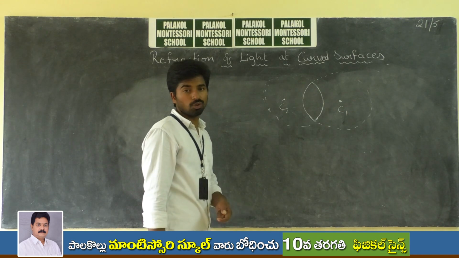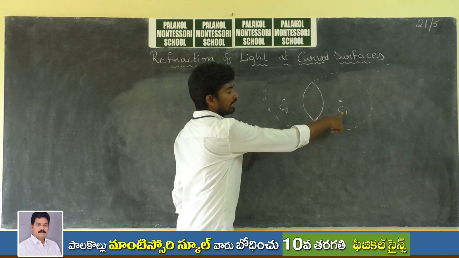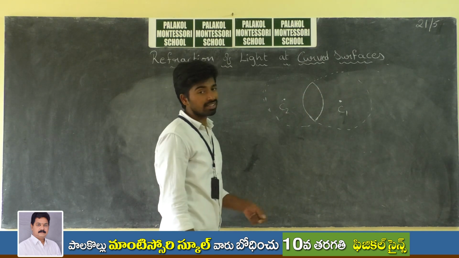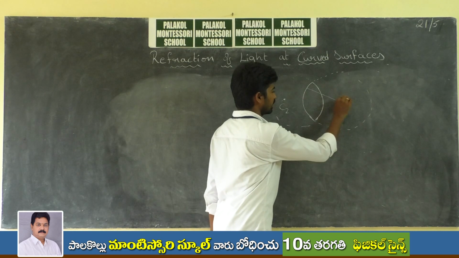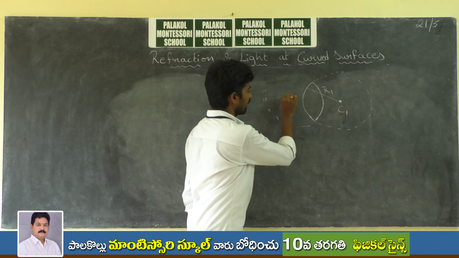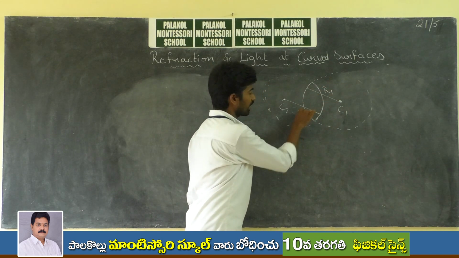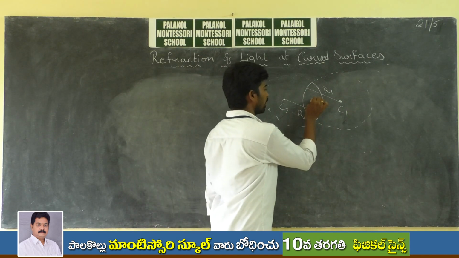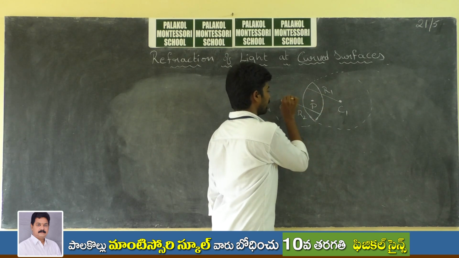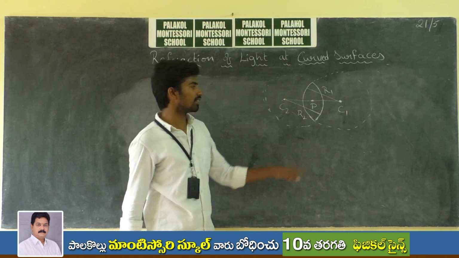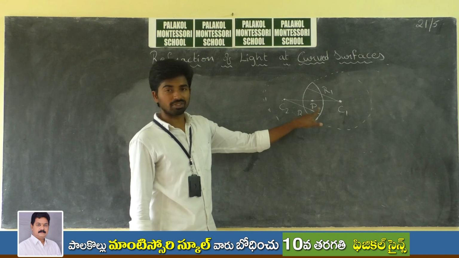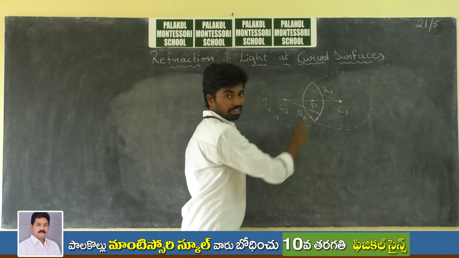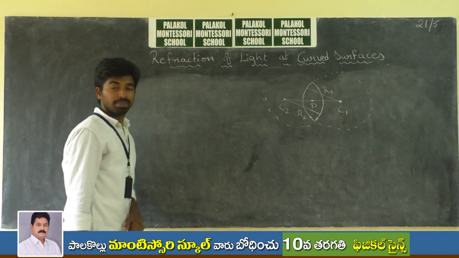As we previously learned, the distance between the center of curvature C1 and any point on the surface is called the radius of curvature. So it is denoted as R1, and for the second surface R2. The midpoint of the lens is called the pole, and the line joining the pole and the centers of curvature is called the principal axis.